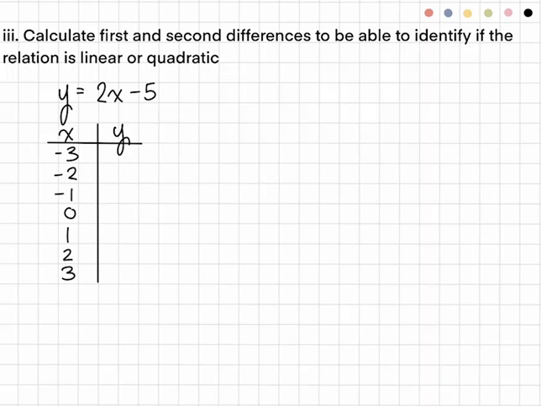Okay, so this is what you should have for your y values. We've got -9, -7, -5, -3. Oops, my apologies. Should be negative 11, then negative 9. There we go. Then negative 7, then negative 5, then we've got negative 3, negative 1, and 1. Okay, great.